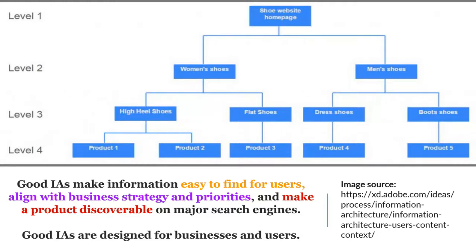So when we think of good information architecture, and really what we're trying to do is a good IA, because there are a lot of IAs out there, they're not all good. What they do normally is they will make it easy for people to actually find the content that they're looking for, right? Very easy.